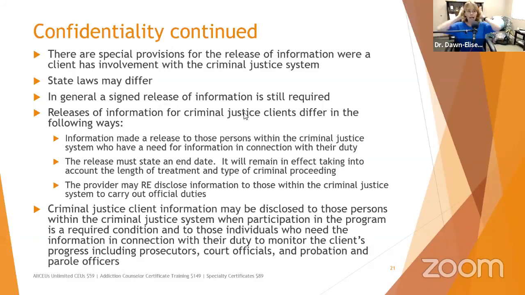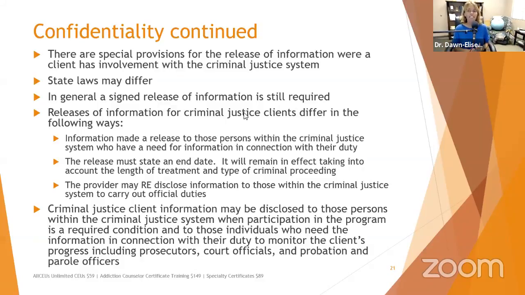So if the client, and this is usually more appropriate to mental health issues, we may need to release information about the client has a certain mental health diagnosis and is on certain medications. If you have somebody that goes into jail and they are part of a methadone program, it may be imperative that the jailers, the corrections officers know that information. Otherwise, the person's going to start detoxing hard really fast. So there is some information that corrections officers may need to know.